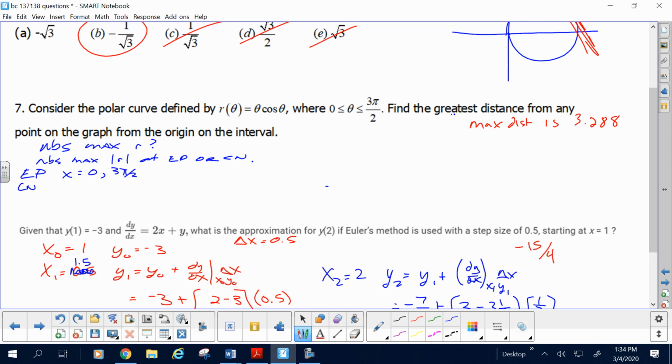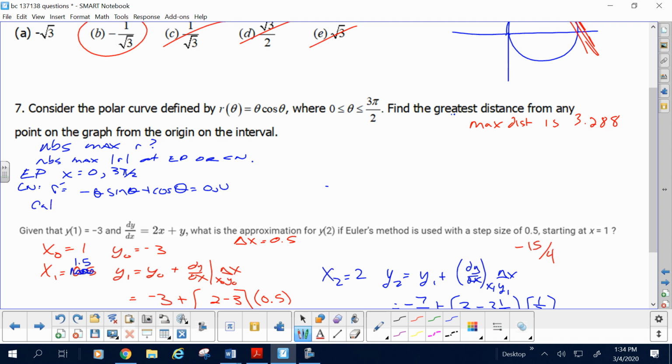But the critical numbers, R prime, or geography theta if you like, is negative theta sine theta plus cosine theta, yeah? I need to find all critical numbers, places in the domain where that's 0 and defined. I thought about trying to do that by hand, but it was a no-go, so I picked up my calculator.